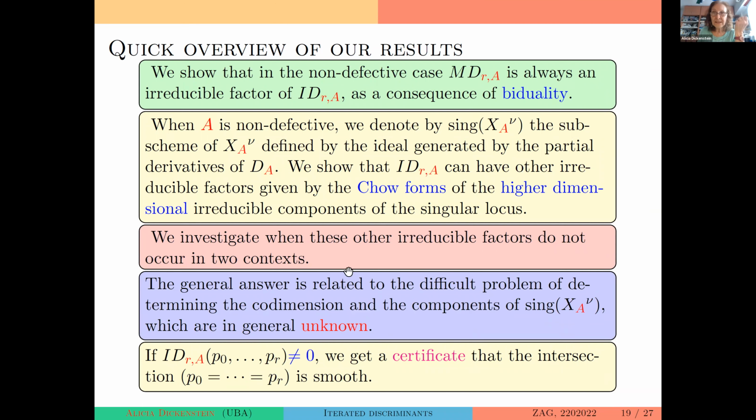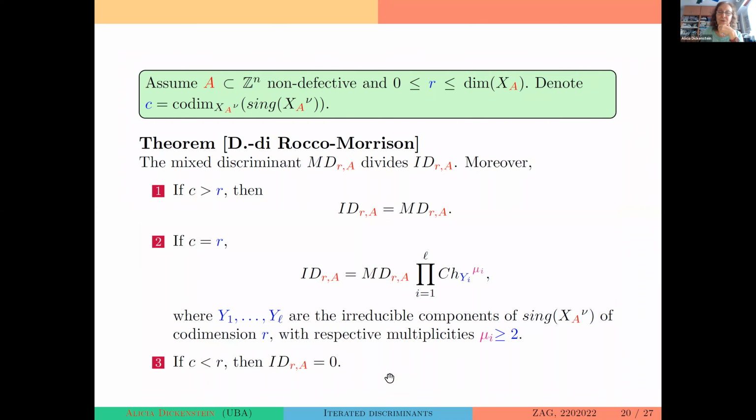But what is interesting, given that this always divides, if this doesn't vanish, then the mixed discriminant does not vanish. So if this is non-zero, we get a certificate that the intersection is smooth. So even if we have other factors, we can use it to test smoothness of the intersection.